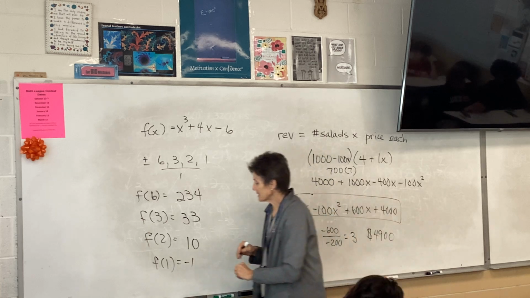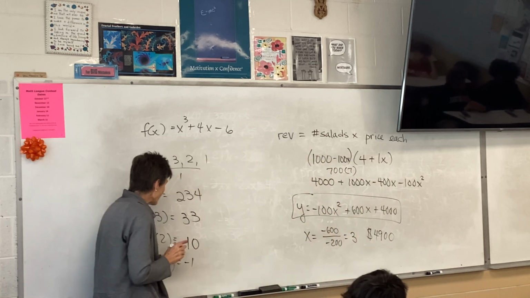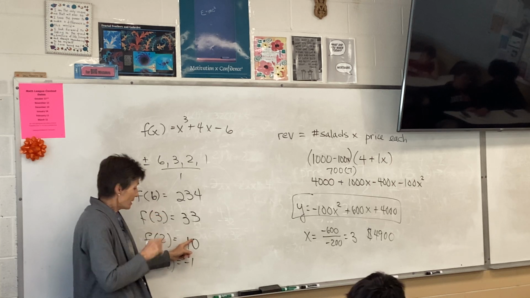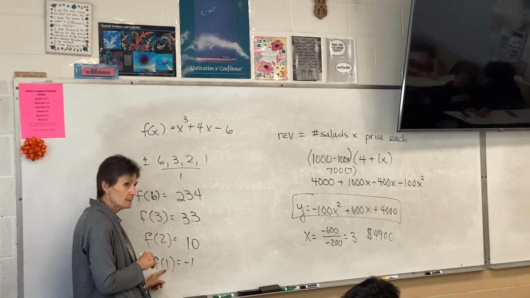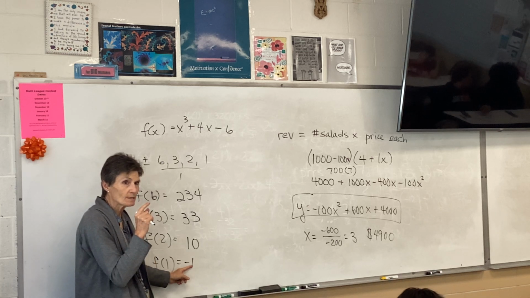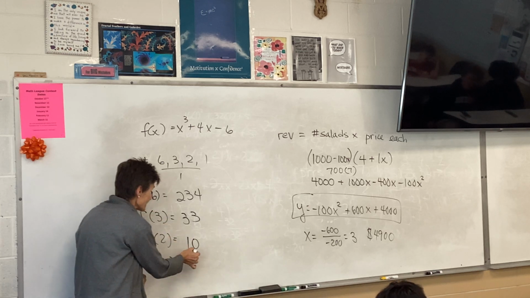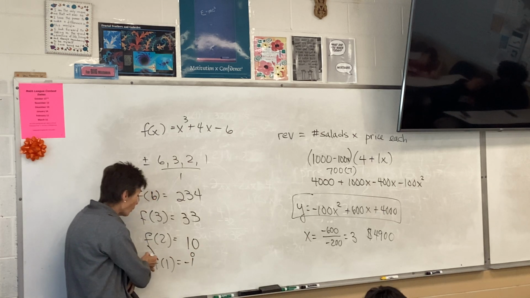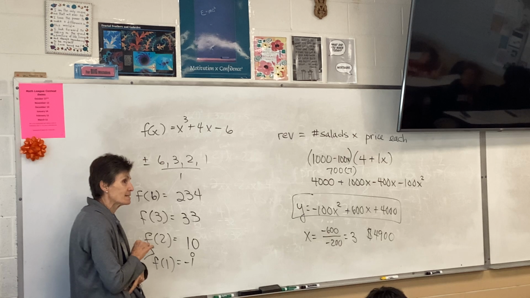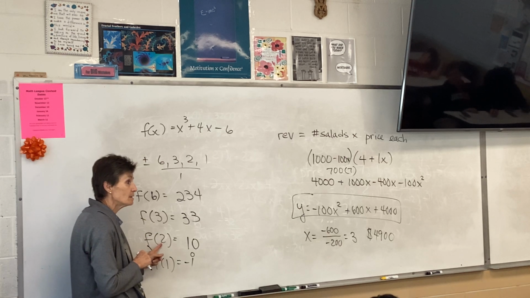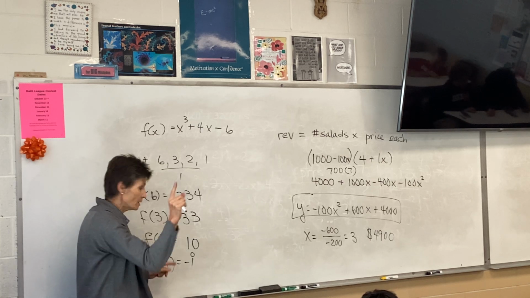I want you to look at these outcomes here. When you put in 2, you got 10. But when I put in 1, I got -1. What number am I looking for? 0. Isn't 0 in between these two? Yeah. So between what 2 numbers will my 0 be? Between 1 and 2.